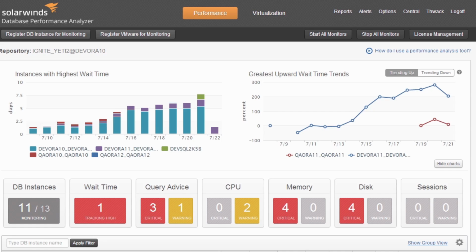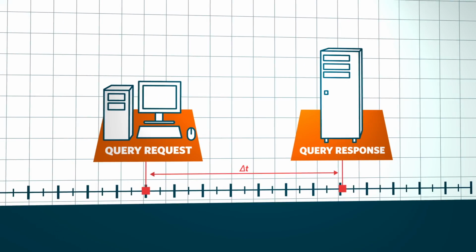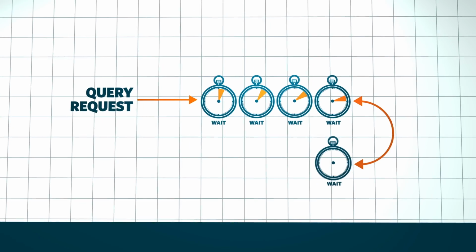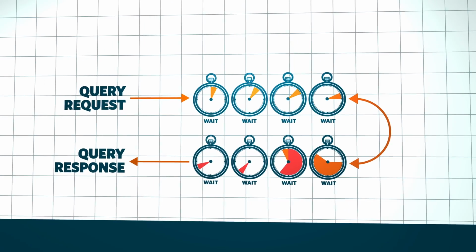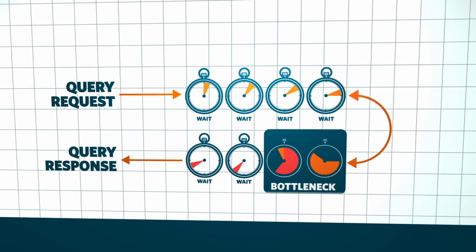Most major database types are supported, and within just four clicks, you can drill down to the root cause of database performance problems. We pioneered response time analysis, which focuses on the time between a query request and a query response. This time can be broken into discrete steps called waits. DPA monitors these waits and identifies those that have the biggest impact on database performance.